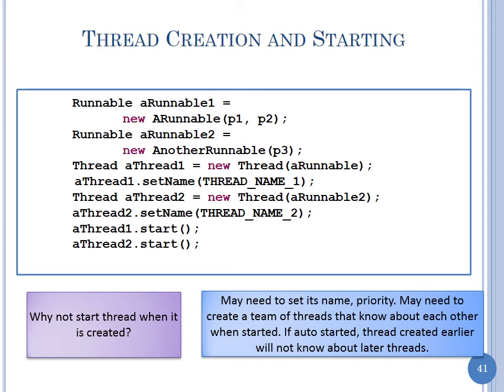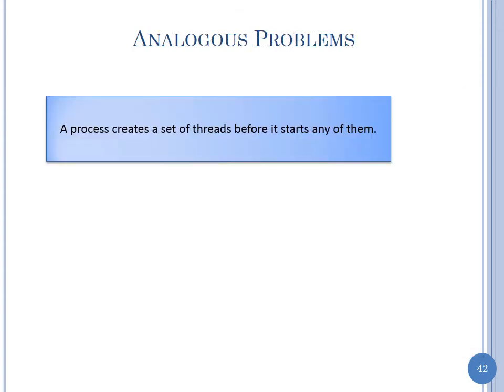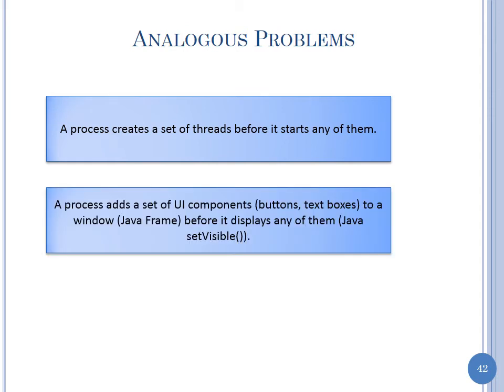Okay? And let me show you some analogies associated with this. So a process creates a set of threads before it starts any of them. If you've done any AWT programming in Java or any GUI programming, you often create a frame or a window with a bunch of components in it, sliders, text boxes, and so forth. And you create the whole tree structure of the window before you say set visible. Okay? You don't add a button and say set visible, show that, and then add a text box and show that, because the user wants to see the full window or not at all. Okay?